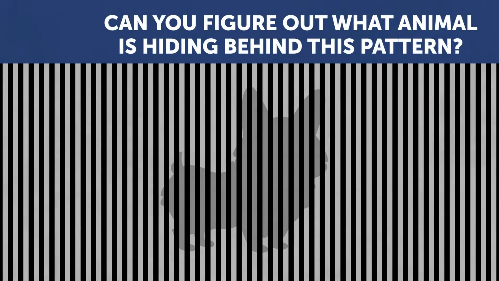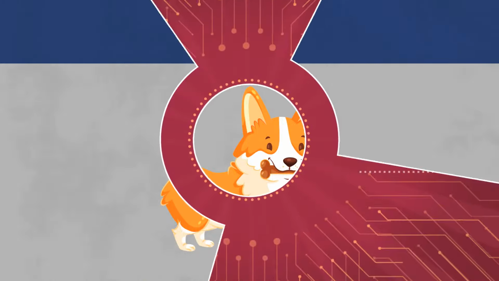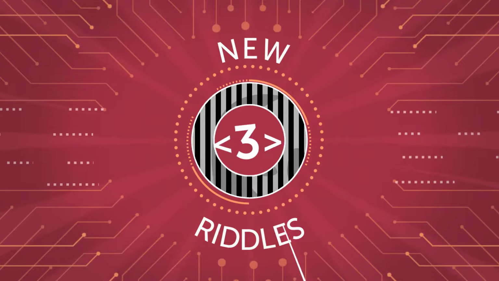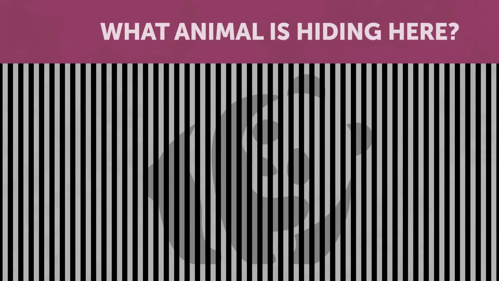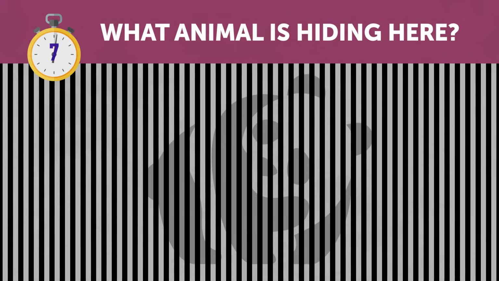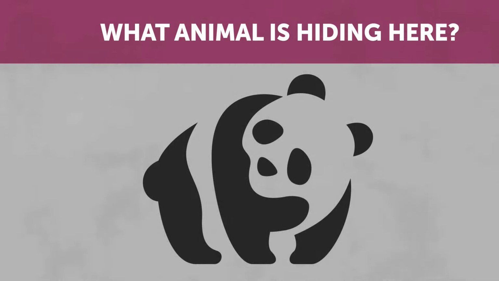Can you figure out what animal is hiding behind this pattern? That's right, it's a dog. Now, let's make this task a bit more complicated. What animal is hiding here? That's right, it's a panda.